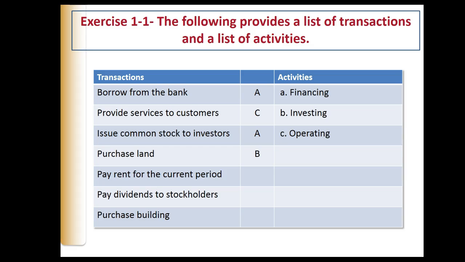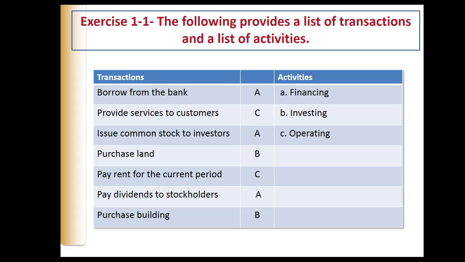If we purchase land, that's investing in the future. Pay rent for the current period, operating. That's an operating activity that is the normal course of business, why this company is in existence. We pay dividends to stockholders. Well, think about that. If we're paying dividends to stockholders, we're dealing with the financing activities. We're giving them a return on their investment. That's the finance aspect. If we purchase a building, we are investing. That building is going to benefit us for more than the current period.